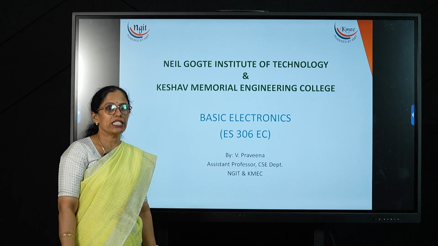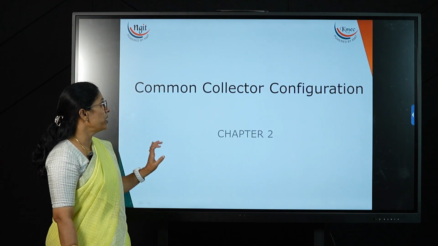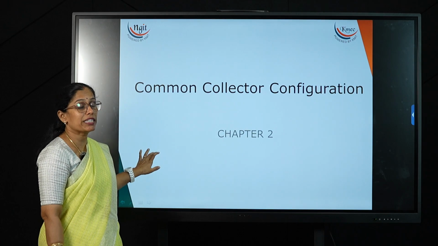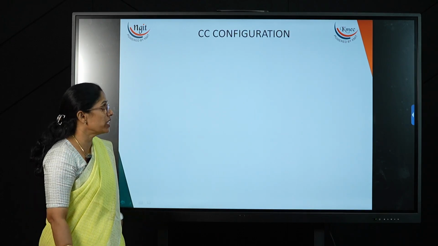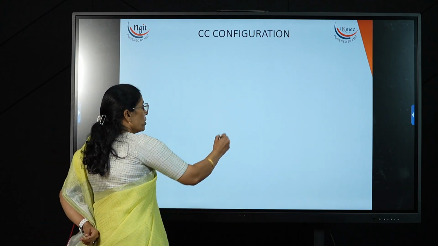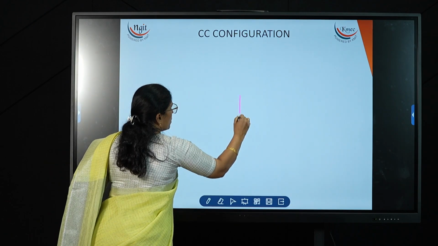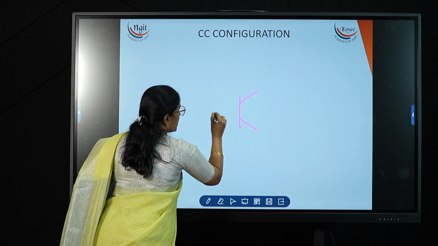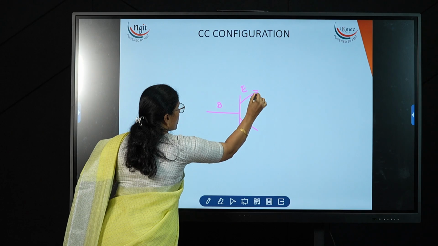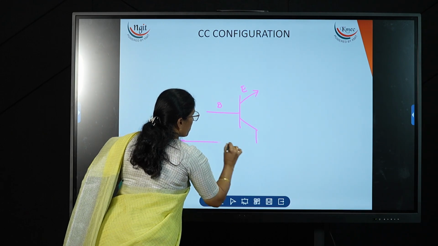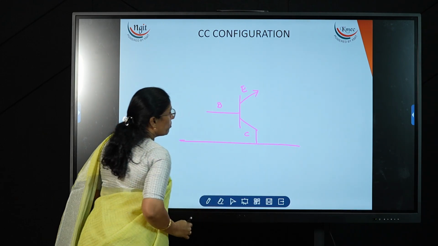In this lecture, we studied the CC configuration, common collector configuration, where the collector terminal is common for the input and output. Now here I am taking the transistor. This is an NPN transistor. Base is the input terminal, emitter is the output terminal, and collector is the common terminal.